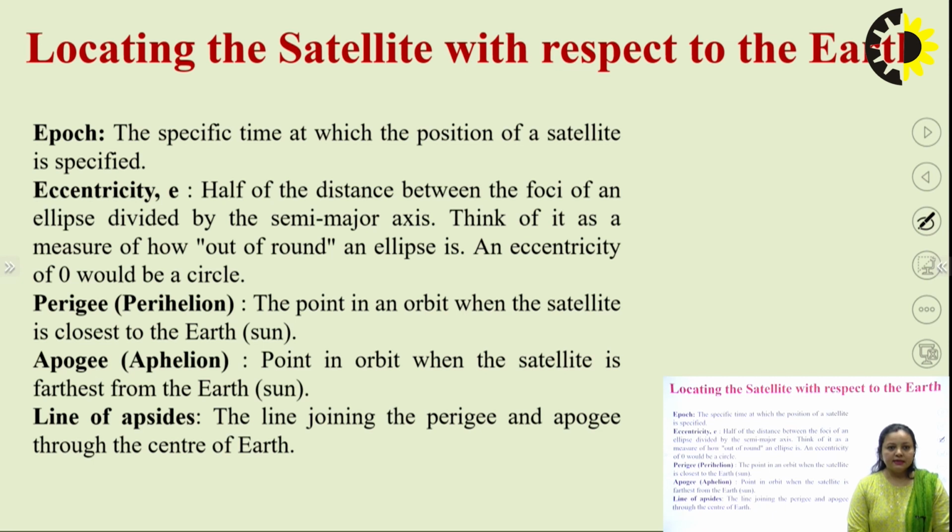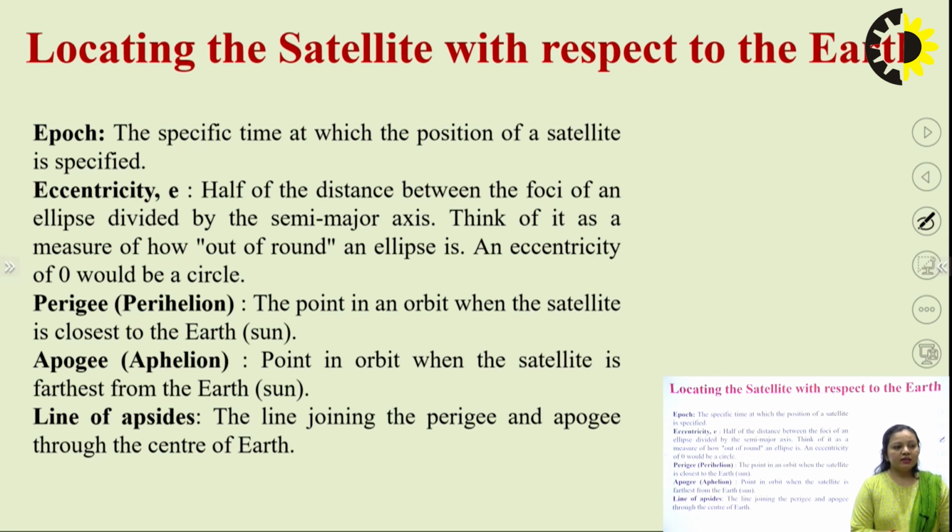Next is the eccentricity, denoted by e. Half of the distance between the foci of an ellipse we call the semi-major axis, because the longest distance we call the major axis, the smallest distance is the minor axis, and half of the major axis is the semi-major axis. So eccentricity is the measure of how out of round an ellipse is. And with an eccentricity of 0, it would be a circle.